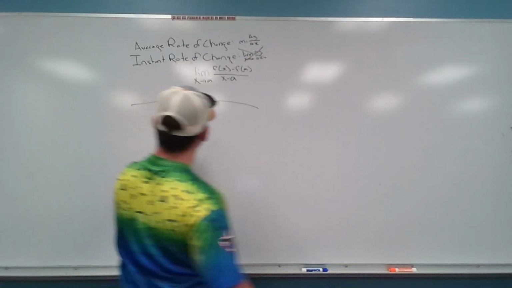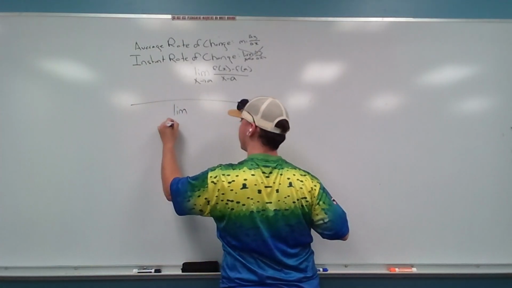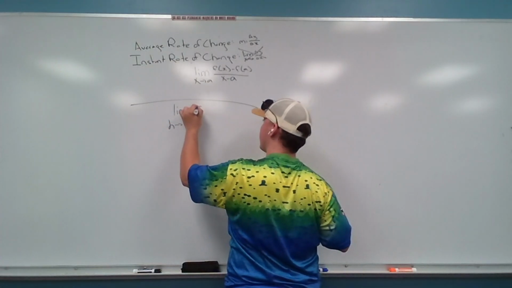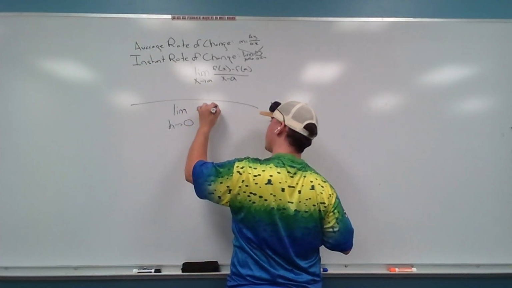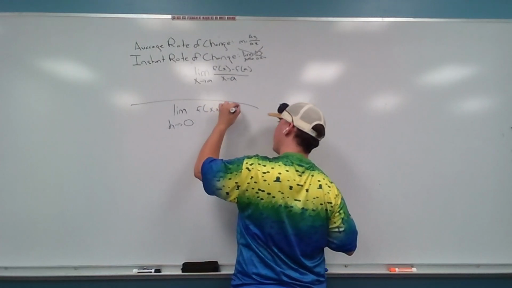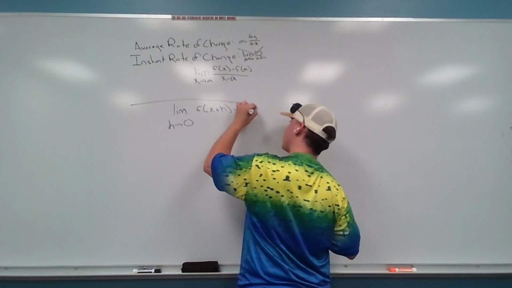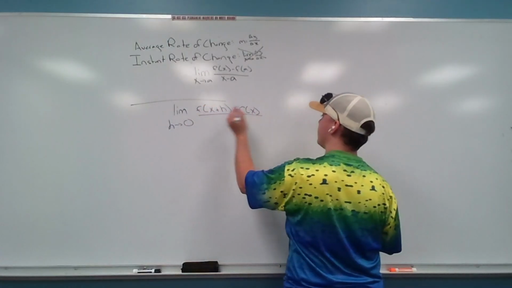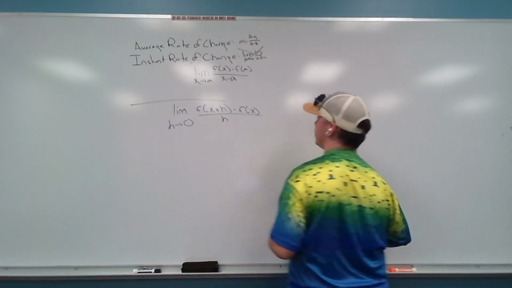Limit as h approaches 0, we're going to have f of x plus h minus f of x. And then we're going to divide by h.